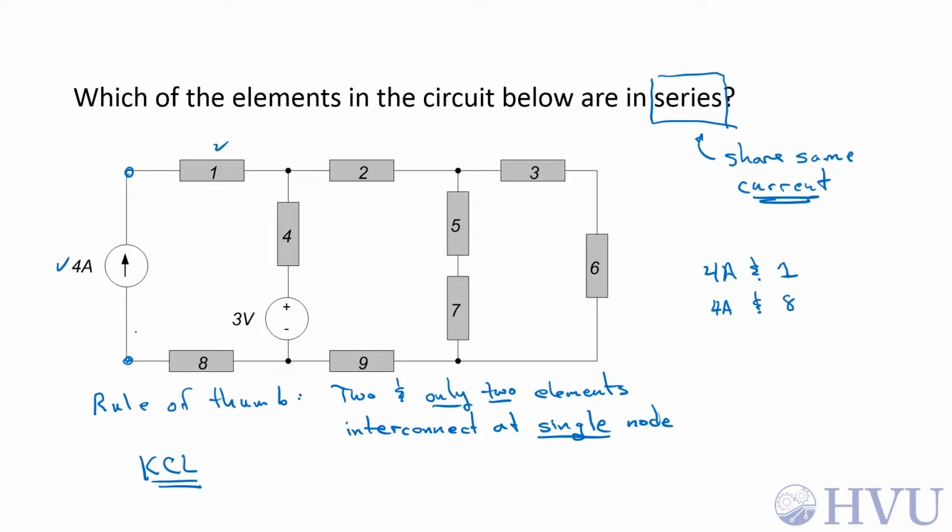If you have any confusion at all, apply KCL. The current entering this node must be the same as the current leaving. Those two currents are the same. Element 8 and the 4 amp source share the same current.